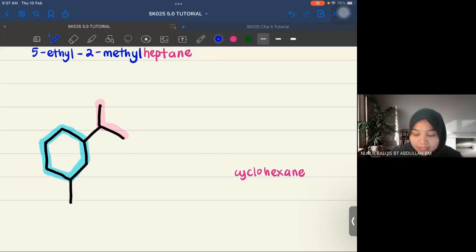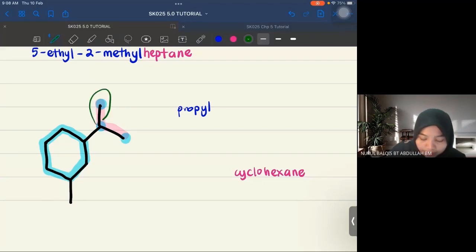You look at the total number of carbon present there. You have 1, 2, and 3. So that's why the name is propyl. Okay, where did you get the word iso? Because of the look of this, like a fish tail. Okay, so that is why we get iso.